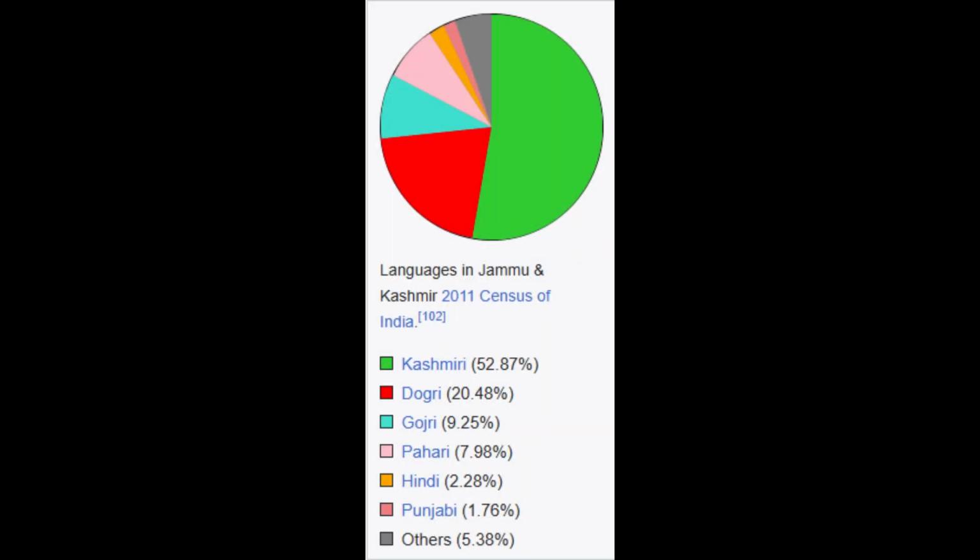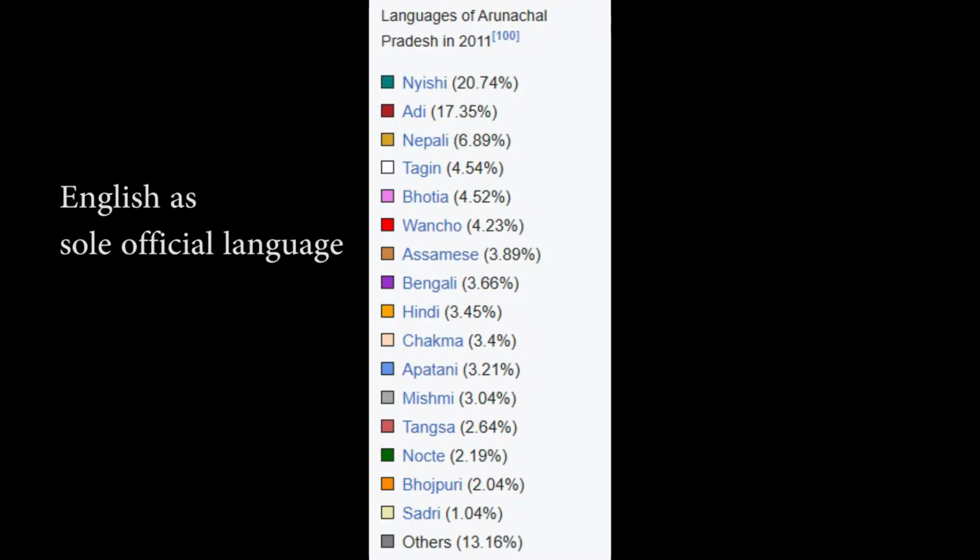Jammu and Kashmir speak Dogra, Kashmiri, and other languages, but has had Urdu as official. And while there are so many languages in Arunachal Pradesh, English is the only official language because the state lacks a local language that can act as a bridge for everyone in the state.